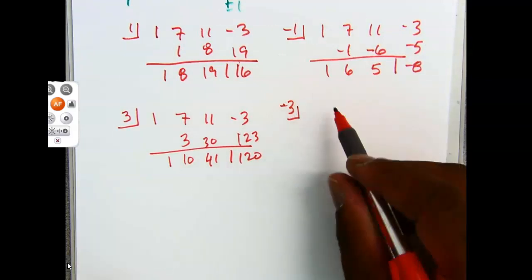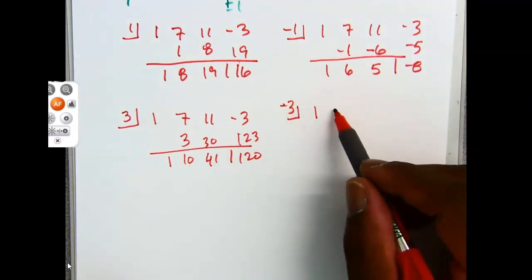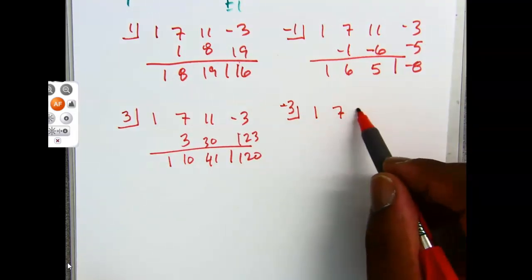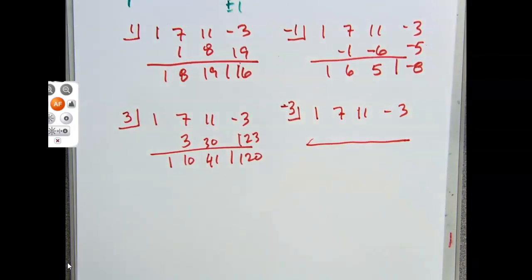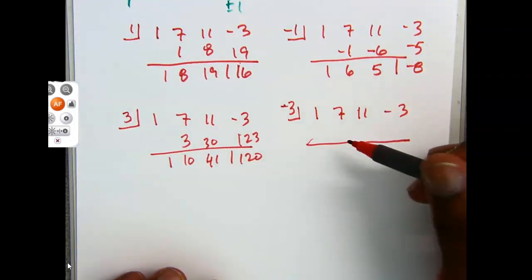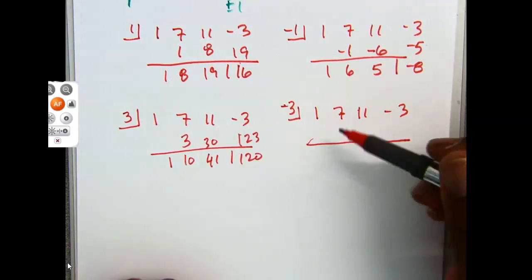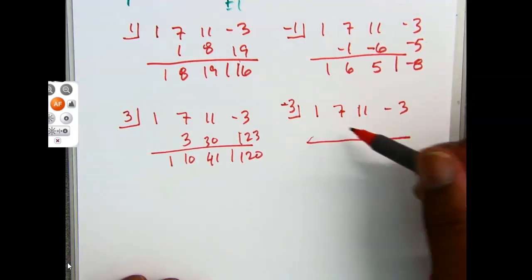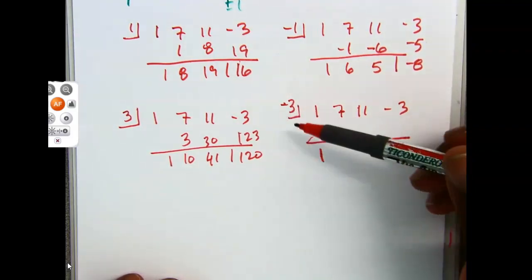But let's go ahead and try that last one, negative 3. So here you have 1, 7, 11, negative 3. And by the way, if this one doesn't work, what that means is that we don't have a rational solution, a rational zero. Doesn't mean that we don't have zeros, because we do. We'll talk about the fundamental theorem of algebra in a second. It just means that we wouldn't have any rational zeros. But let's try this one, you never know.